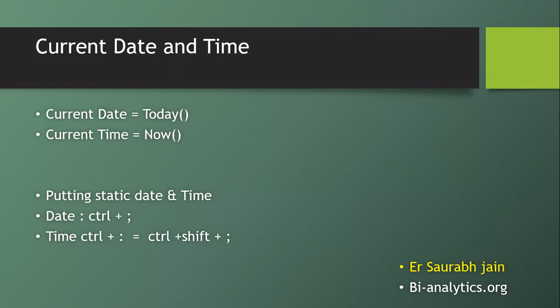So now we'll talk about entering current date and time. There are two formulas, TODAY and NOW. TODAY will give you the current date and NOW will give you the current time. Whenever you enter this as a formula and open the Excel on a particular day, it will give you the current time and date for the same.